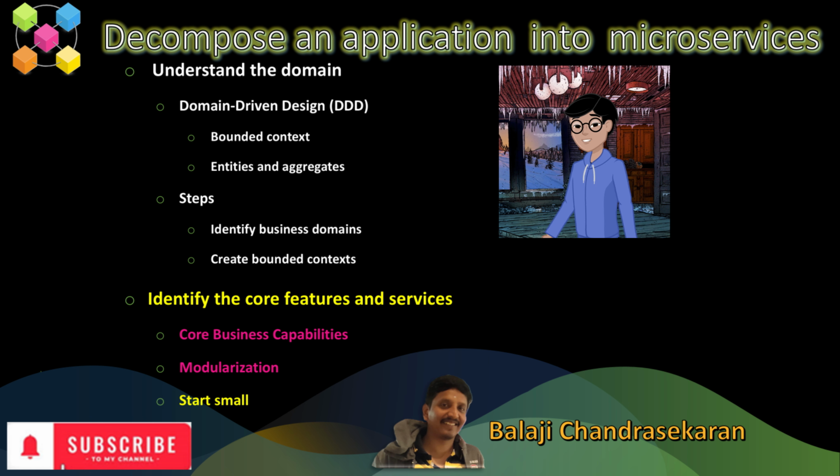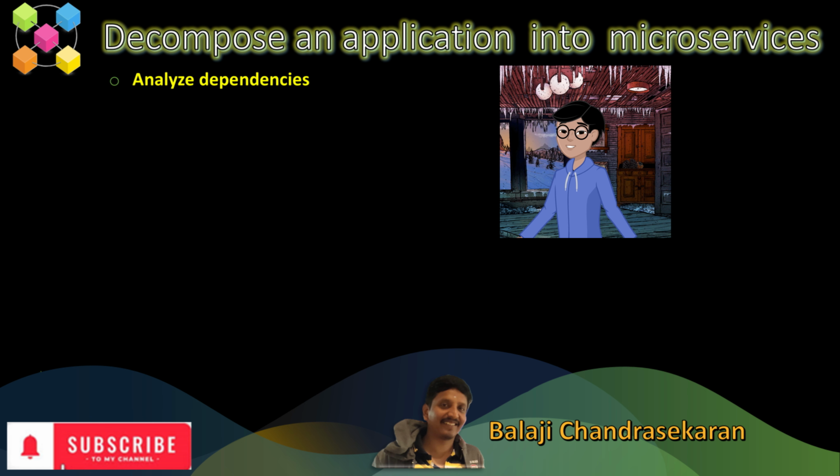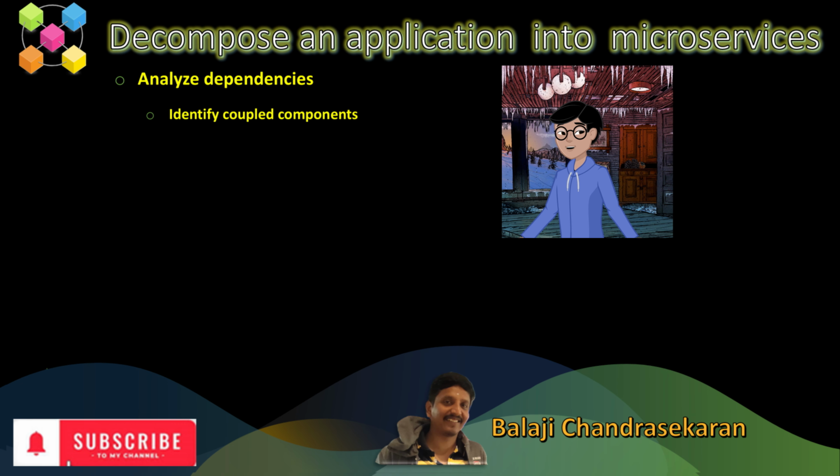Start small, begin by breaking off the least interdependent feature as a standalone microservice. This will help avoid overwhelming complexity early on. Analyze dependencies. Look for tightly coupled components within the monolith that can be decoupled. Understanding data and service dependencies is critical to decomposing successfully.